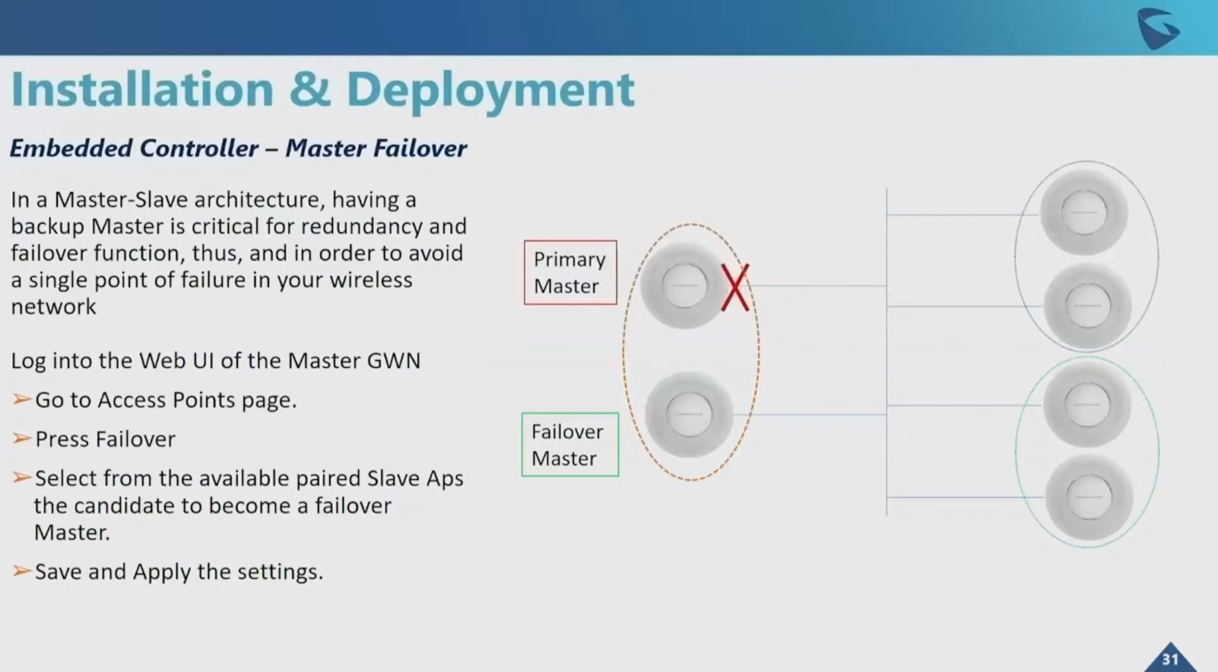Application features of the GWN include monitoring, reporting, band steering, client isolation, client bridge, Wi-Fi scheduler, LED scheduler, bandwidth management, roaming, captive portal, security, maintenance, troubleshooting. These are the features that we'll cover in the next few slides.